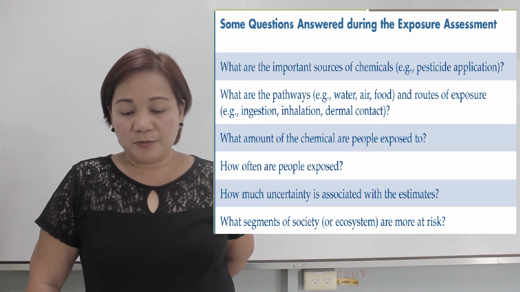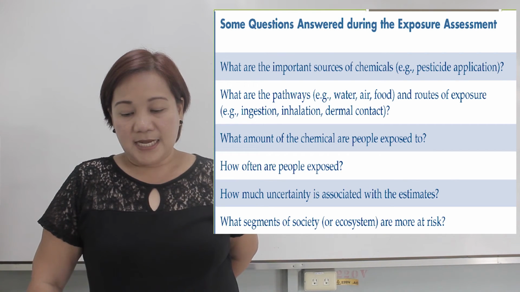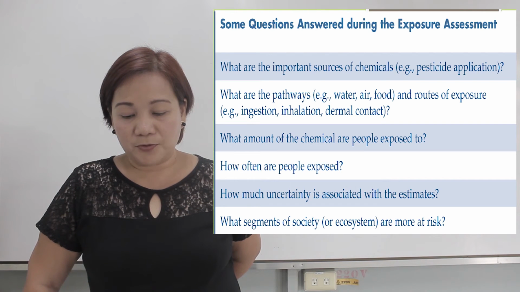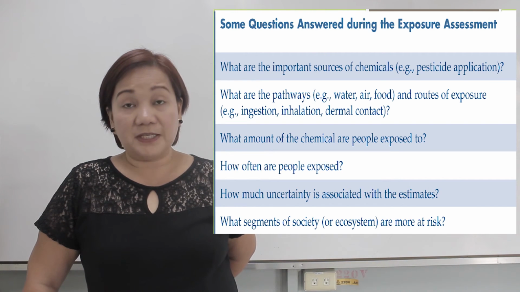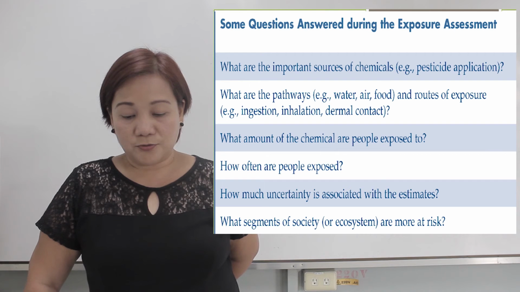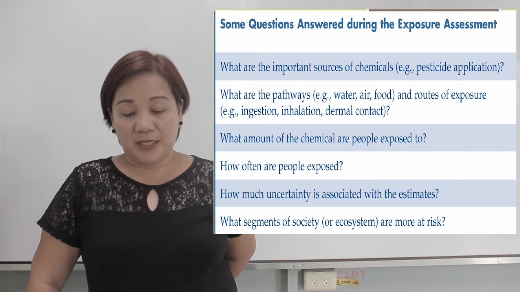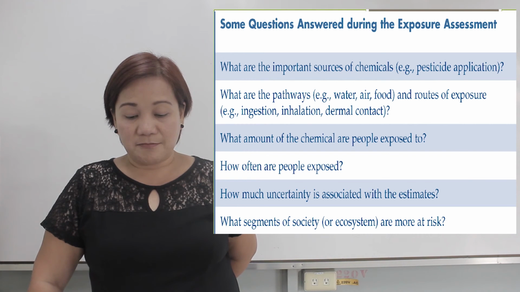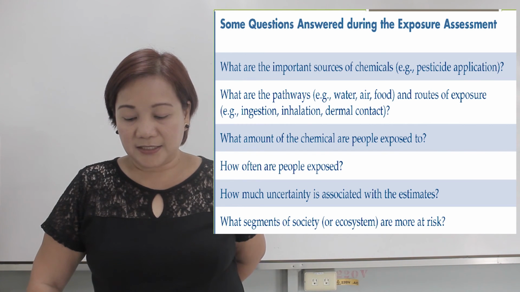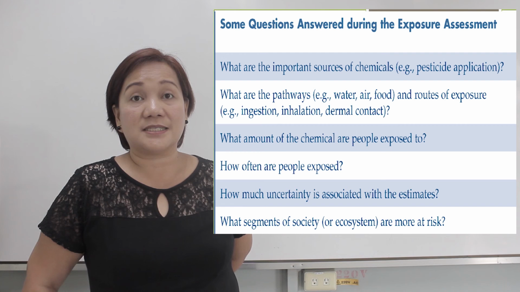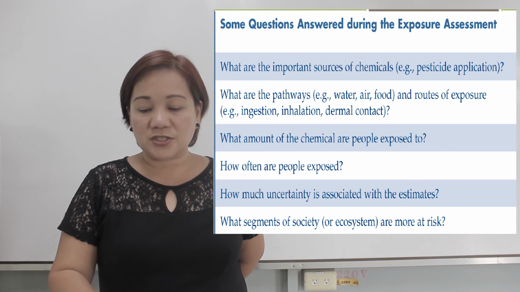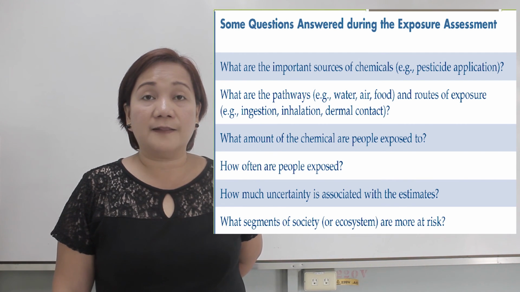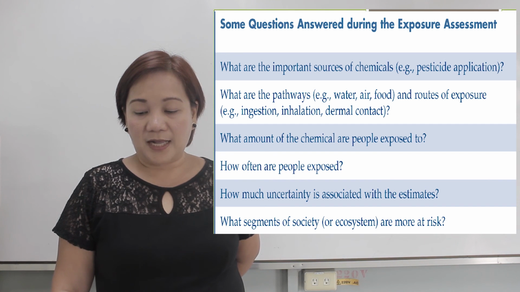The next question would be, what are the pathways and routes of exposure? What amount of the chemical are people exposed to? How often are people exposed? How much uncertainty is associated with the estimates? And what segments of society or ecosystem are more at risk? So these questions might be utilized in hazard evaluation or hazard assessment.